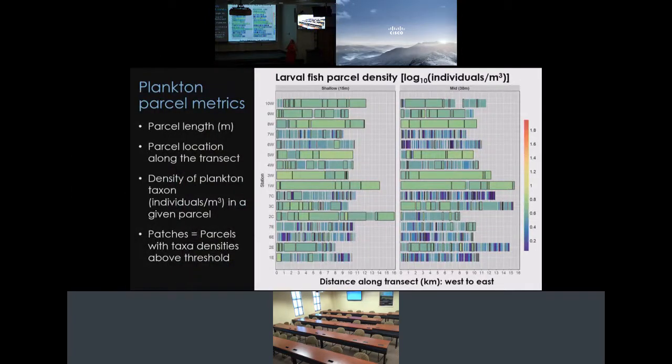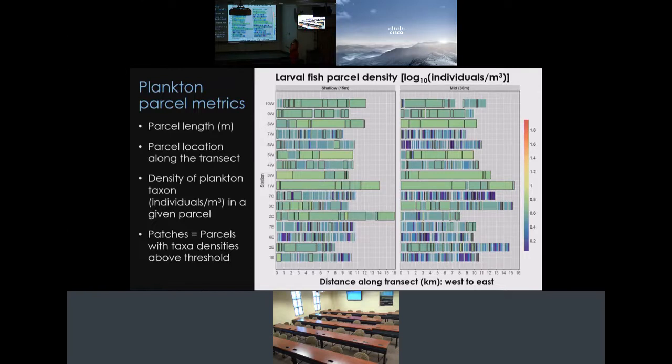Okay, so when we run this over the data, this is the kind of output that we can get. What we're looking at here is the output of fish patches for both of our years here. So the station is on the y-axis. The distance along our transect, oriented west to east, is along our x-axis. And then each patch is outlined by a black line. And the density of the animals is that color gradient. So the warmer the color, the more animals are in that box. Okay?